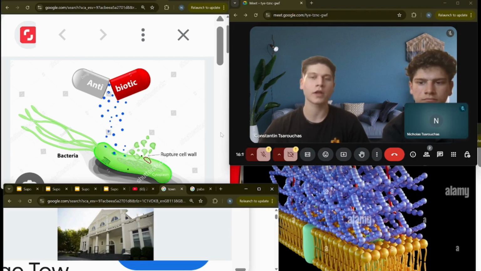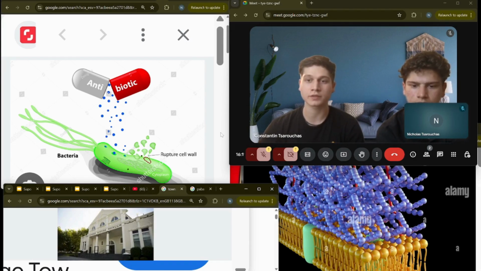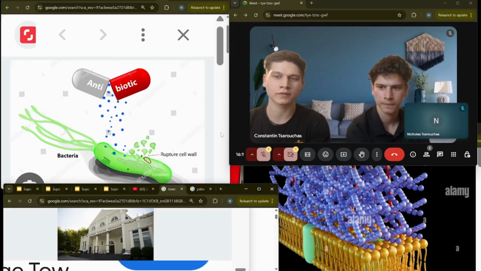We have a couple other ways that we can target the bacteria selectively in some cases. Yeah, so let's look at it, if you want to elaborate on some of those.